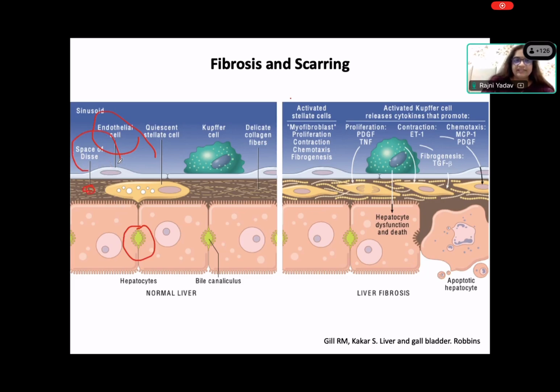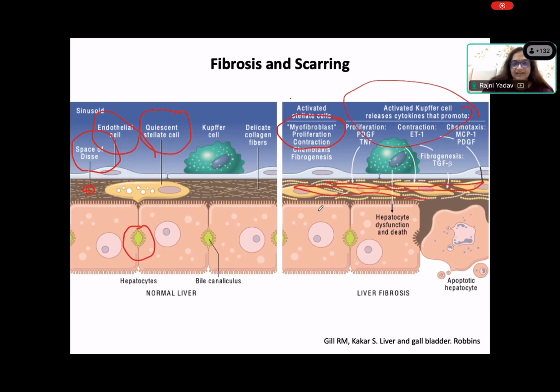This space is known as the space of Disse. In a normal liver, you can't actually see this space on microscopy. In it lie the quiescent stellate cells, which are known as Ito cells. The Kupffer cells are on the outer side, and the blood is flowing here in the sinusoidal space. Now what happens when there is an injury? The Kupffer cells are activated, and cytokines are released. Then the stellate cells become activated, and they take on a myofibroblastic configuration. They have turned into myofibroblasts, and subsequently TGF beta is produced, and collagen is laid down in this space. So the fibrosis actually starts from this area.